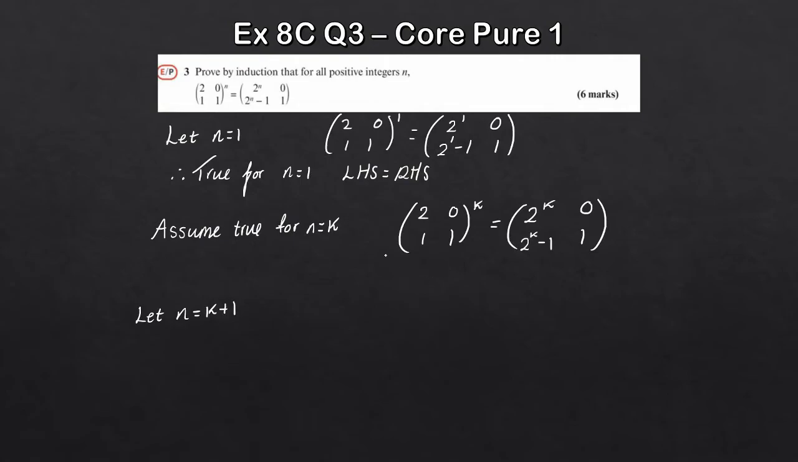Okay, so finally, we let n equal k plus 1. And now we write our matrix back out. So this is (2, 0, 1, 1) to the power of k plus 1. Well, this would just be, again, splitting up your powers here. With these proofs by induction, you just have to be aware of this fact with your powers. This is (2, 0, 1, 1) to the power of k times this matrix again to the power of 1.